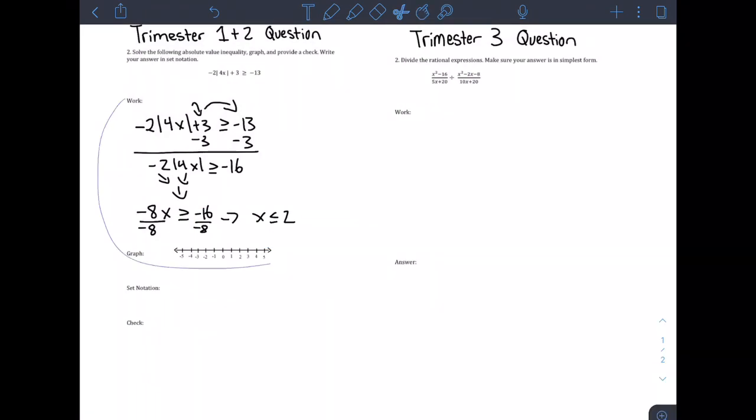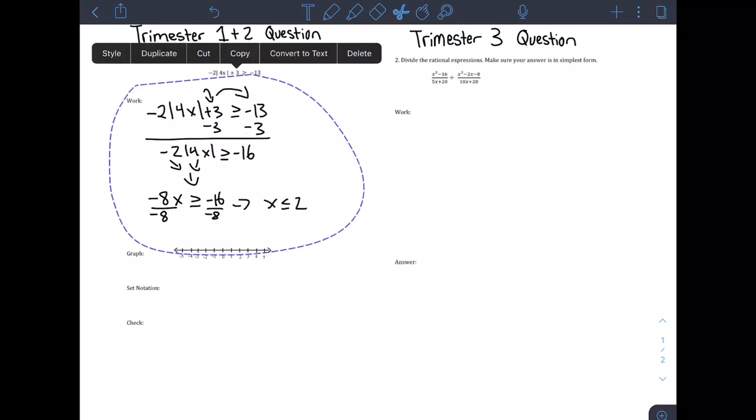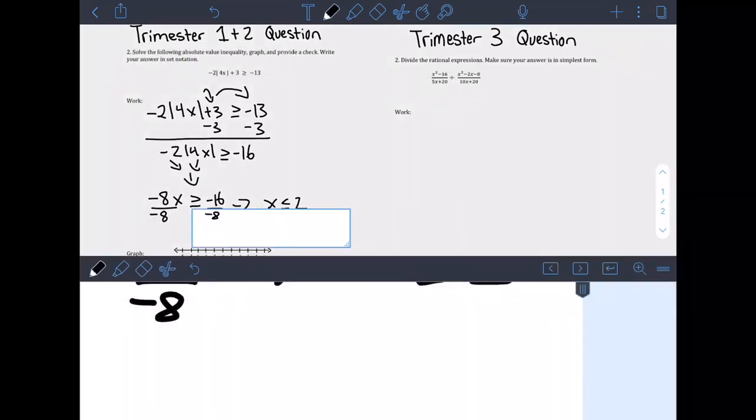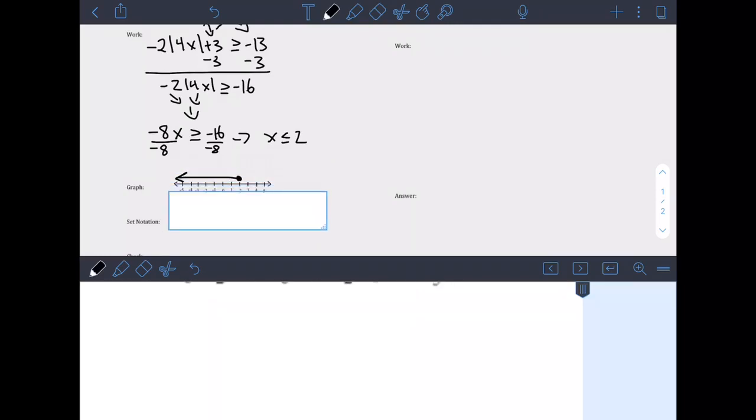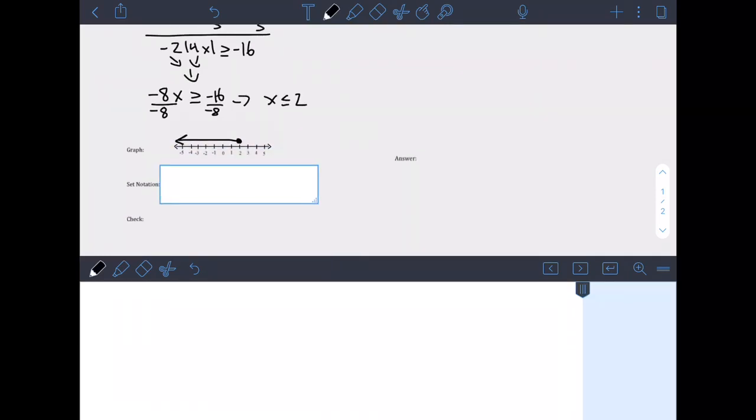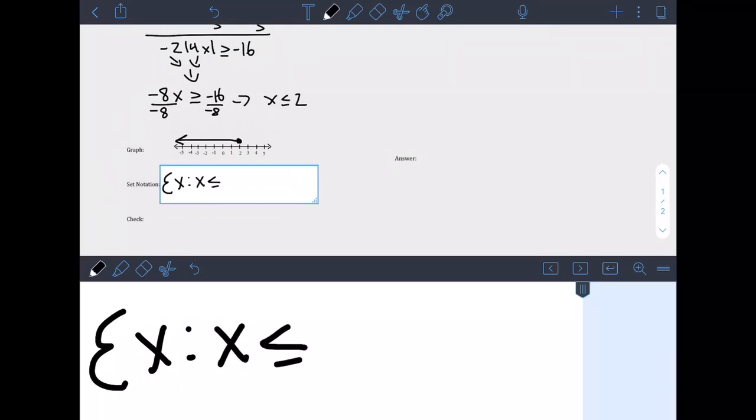Okay, so next I'm going to graph. Let me just move the work up so I have more space. Okay, so this graphing should be pretty easy. The dot is going to be a closed circle because the sign is less than or equal to, so it has a line under it. And I'm going to go to the left because the number is negative. Okay, so for the set notation, I just start off with the curly brackets, x colon x is less than or equal to 2, and close the brackets.